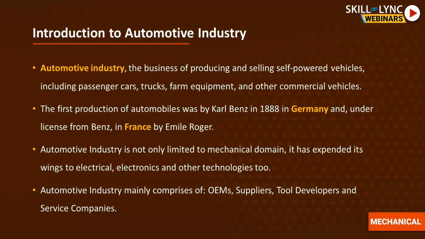When I was a fresher, I thought that the automotive industry was basically the mechanical part, right? When we think about a car, we think it's mostly about mechanical things. We don't think that there will be electrical or electronics, or Java, or even C Sharp and Python somewhere included in the car and how it works. So the automotive industry is not only limited to the mechanical domain. Let me be very clear here. It has expanded its wings to electrical, electronics, and other technologies too.